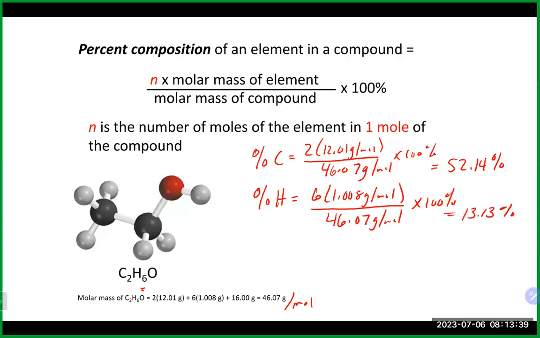And lastly, we obviously could do the same calculation here for oxygen. There's only 1 mole of oxygen. So that obviously would be just 16 divided by the molar mass of the entire thing times 100%. And we got 16 divided by 46.07 times 100%, about 34.73%.